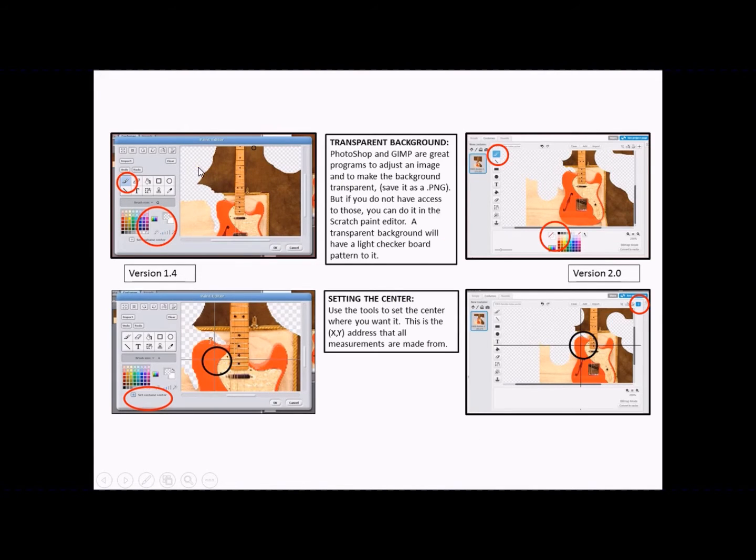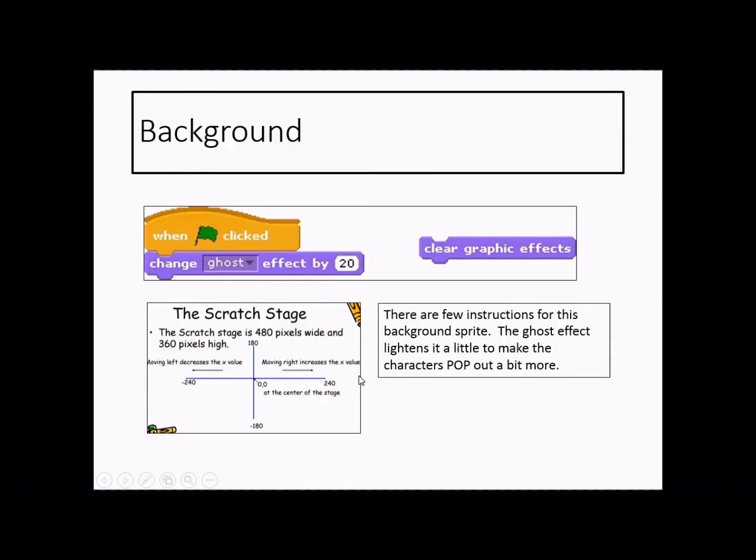Instructions again here for making it transparent. On version 1.4, click this checkered box. Same thing here, this kind of no symbol in the 2.0 version. And down here also, setting where the center is. All your measurements and alignments will be to this XY point that you will set here.